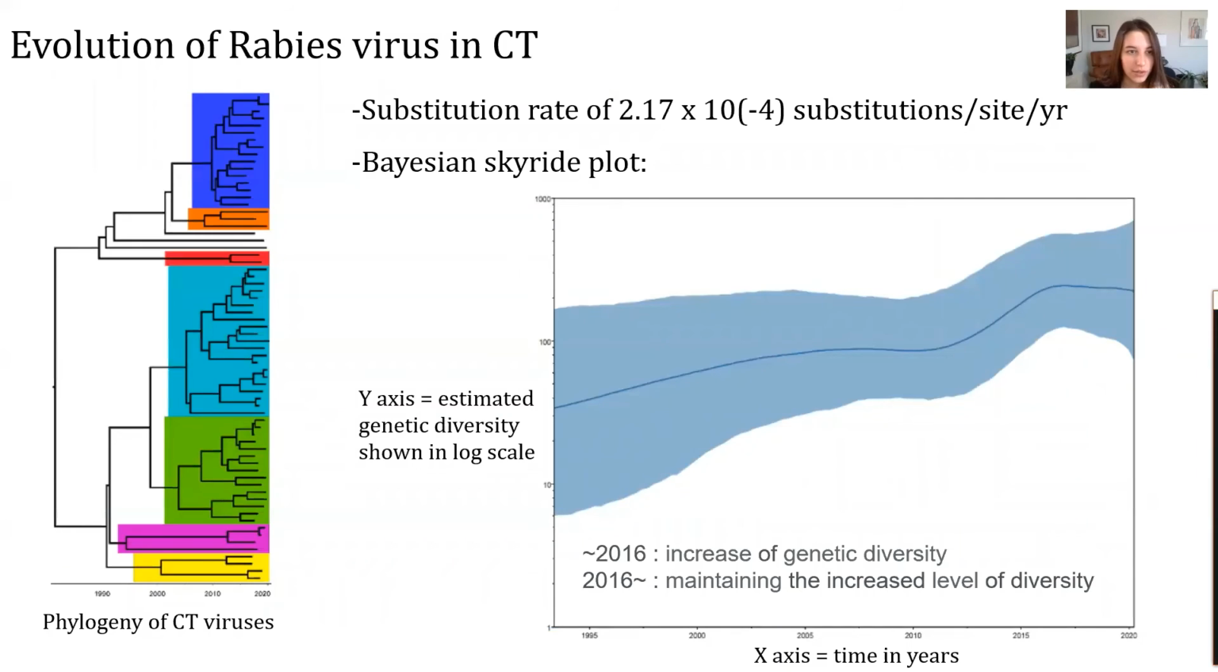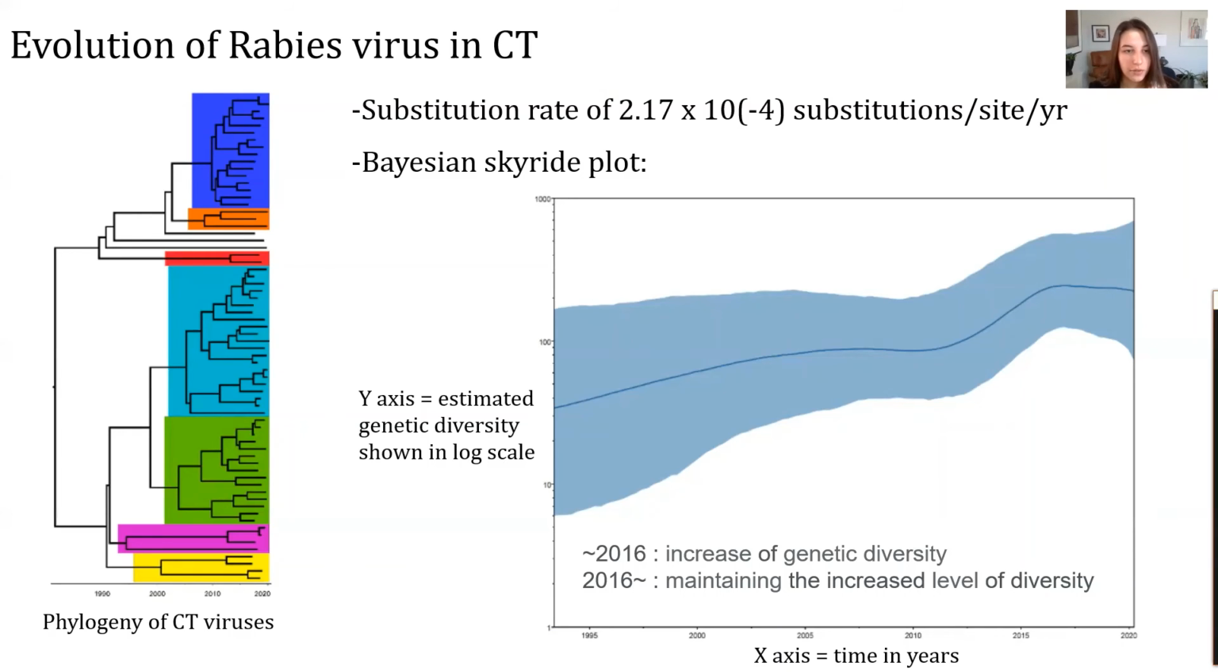We reconstructed this tree using only sequences from Connecticut to investigate the evolution of rabies in the state. The substitution rate was 2.17 times 10 to the negative 4th substitutions per site per year, which is similar to the substitution rate of rabies viruses in other regions. On the right is an image of the CRWAD plot.